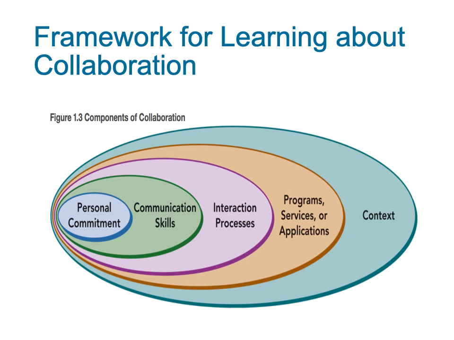To learn to form effective partnerships with others, we may need to have a clear understanding of collaboration and what are the important critical components of collaboration. Your textbook introduces a framework for learning about collaboration and critical elements of collaboration. The elements include personal commitment to collaboration, communication skills, the basic building blocks of collaborative interactions, interaction processes, that are the steps that take an interaction from beginning to end, programs or services in which collaborative activities occur, and context or environment in which collaboration occurs.